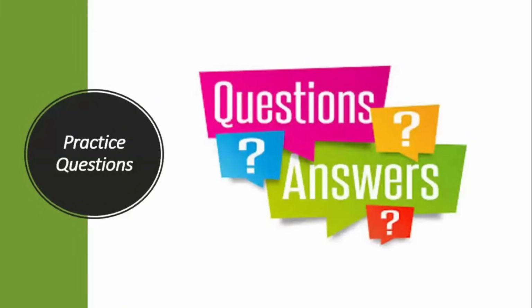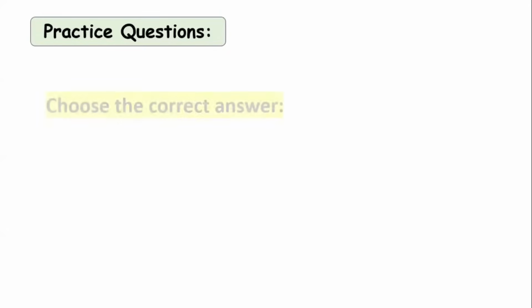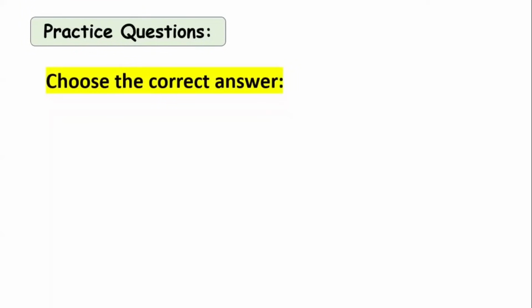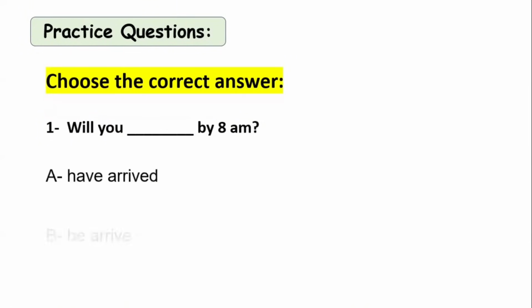This is it. I will now have some practice questions just to apply what we learned in the lesson. First question, will you by 8 a.m. have arrived, or be arrive, or have arriving? As you can see here, because you have by before a certain time in the future, I'm using the future perfect, so it should be have arrived.